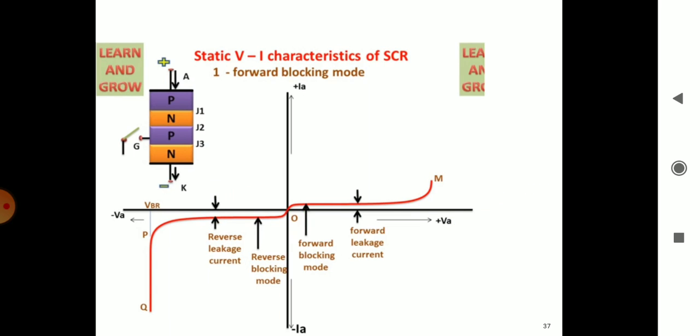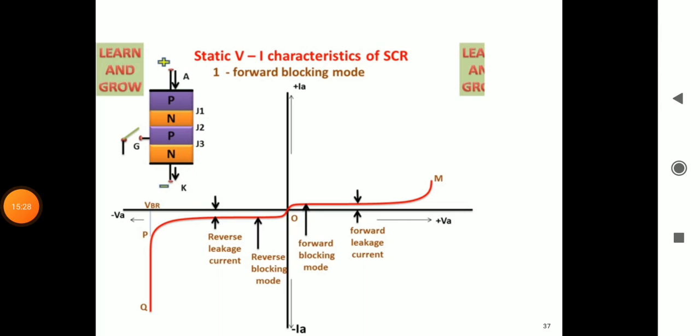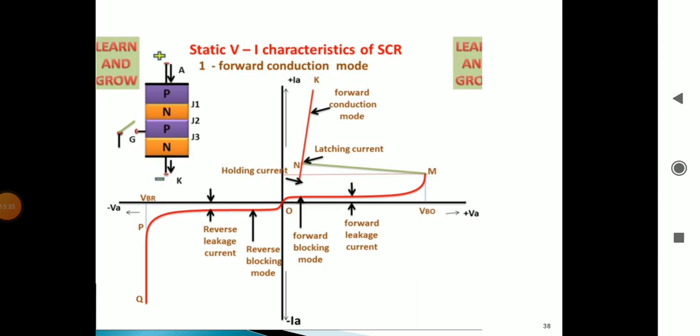The next mode of operation is the forward blocking mode. As the name says, in forward blocking mode, anode is connected to the positive terminal and cathode to the negative terminal. J1 and J3 are forward biased, but J2 is reverse biased. Why is J2 reverse biased? Because this N terminal is connected to positive and the P terminal is connected to negative. As J1 and J3 are forward biased, a small amount of current will flow in the SCR. That is the forward leakage current.